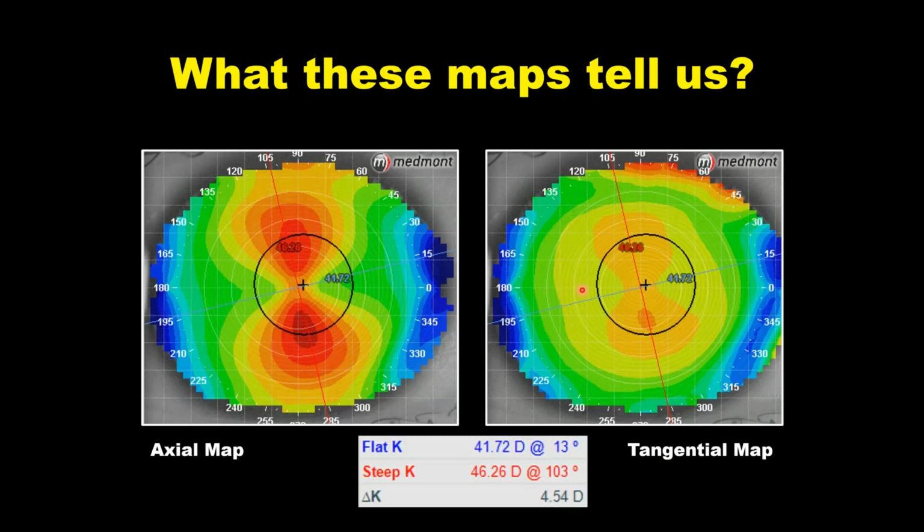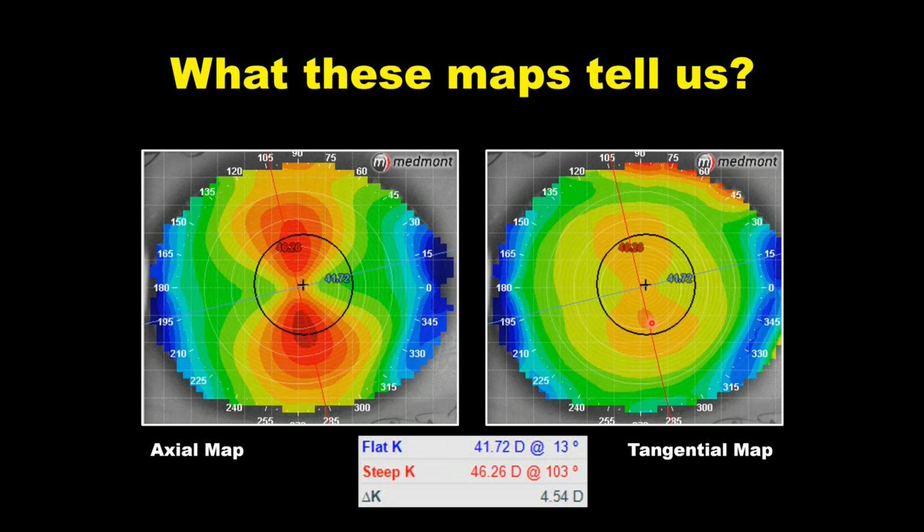And what is the highest point on this cornea, either on the axial map or the tangential map? A lot of practitioners will say that the highest point is the reddest point. It's the steepest point, and that would seem to make sense. It would seem intuitive. Now, if we're looking at the axial map, would we say that this is the highest point on the eye? It's the most curved. It's the reddest. So it must be the highest point on the eye.